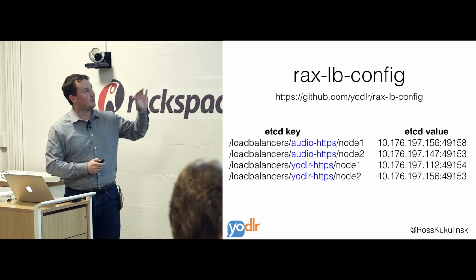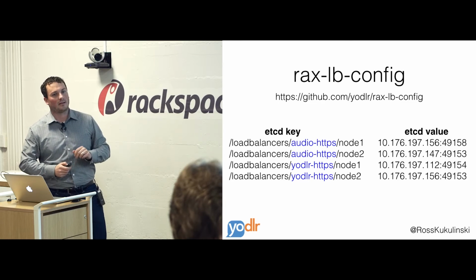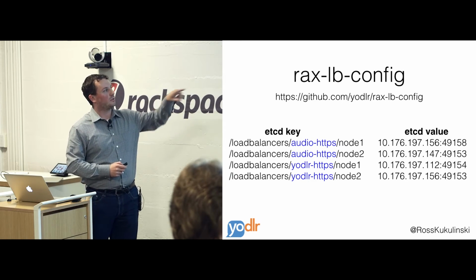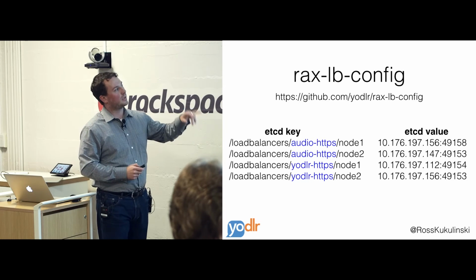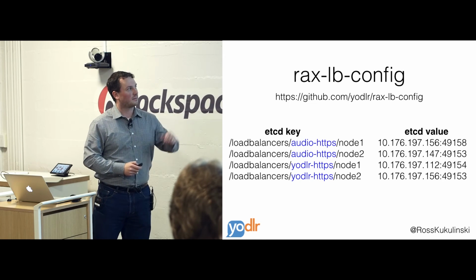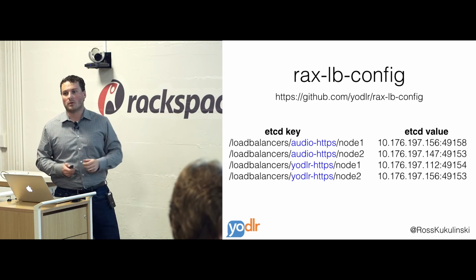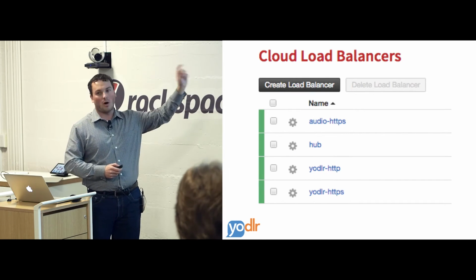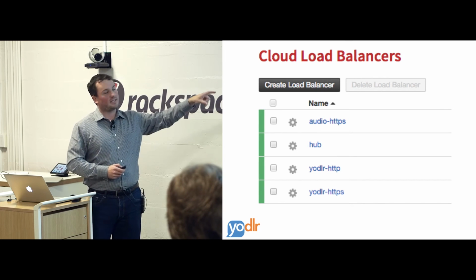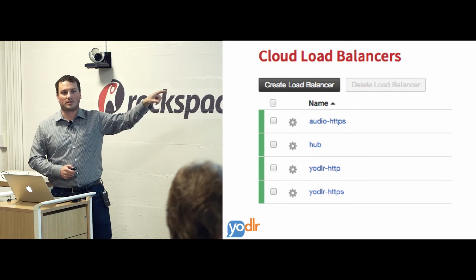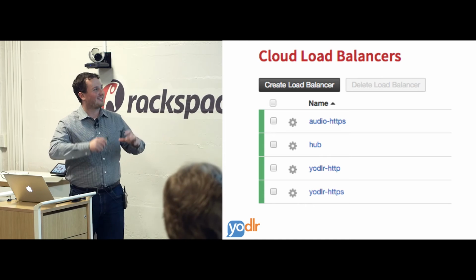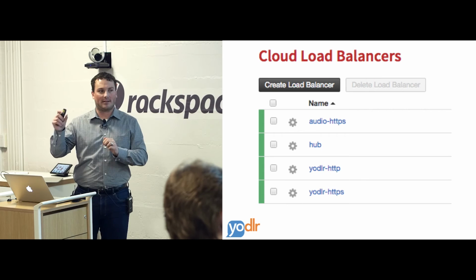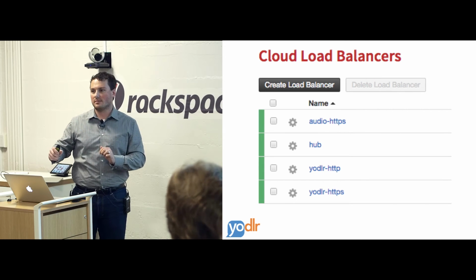In our case, what we do is each of our Nginx top-level load balancers writes their IP and port information to etcd under load balancers, the name of the load balancer, and then a node number. And what RacksLB does is it will automatically monitor etcd and update our Rackspace cloud load balancers for that load balancer, and add and remove nodes as these Docker containers maybe get moved around as you reboot systems.